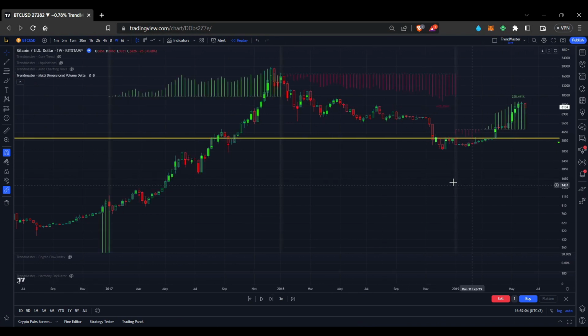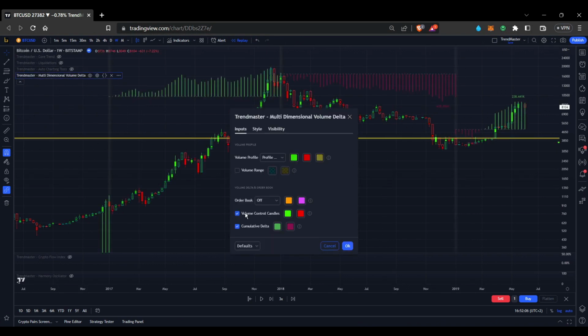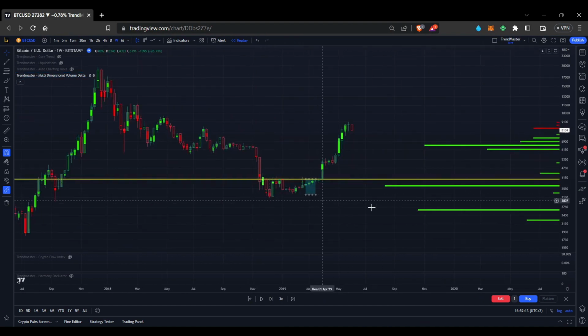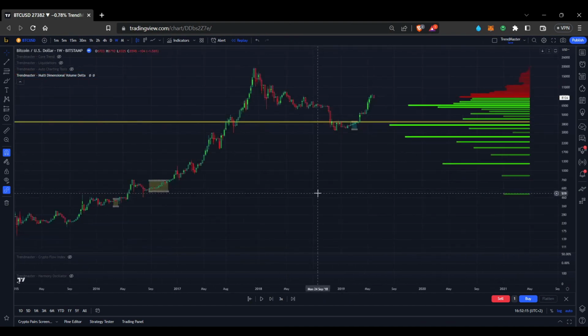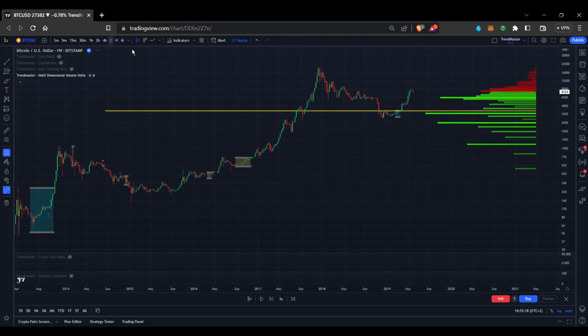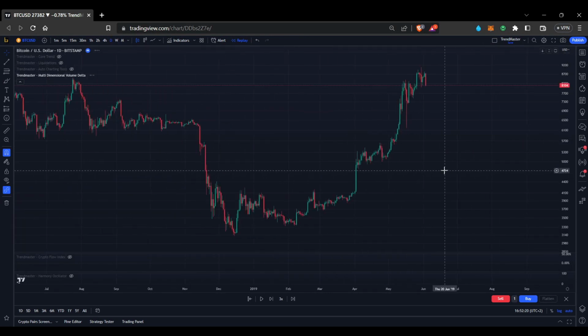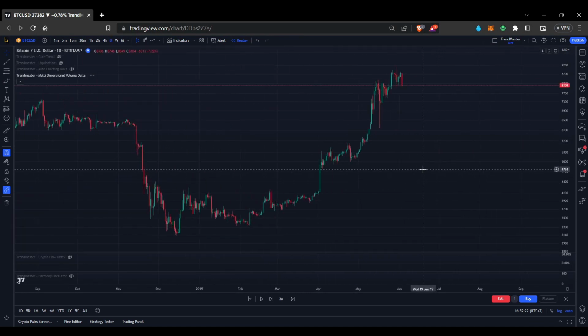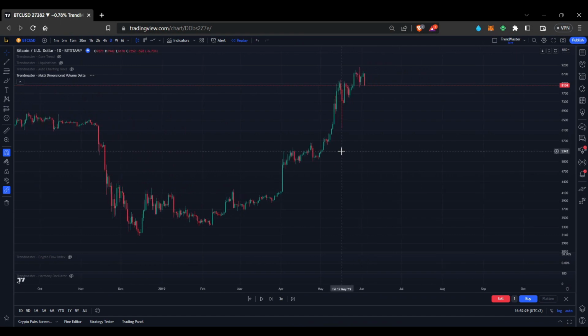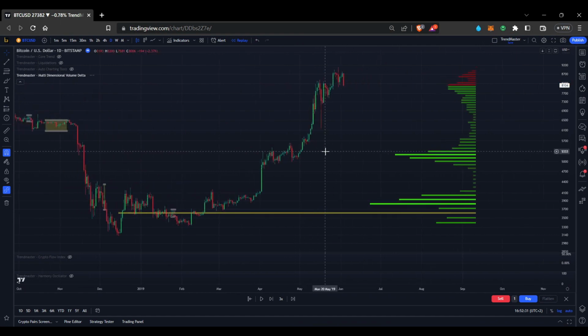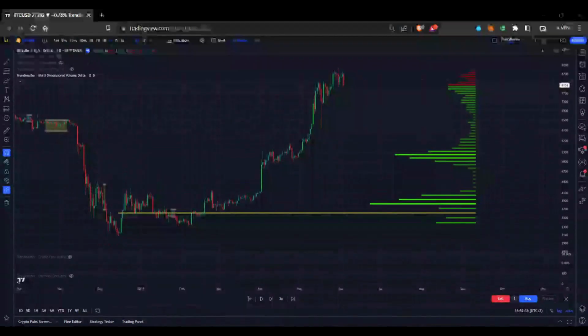Just curious, if we go to here and turn that off, just look at how the volume looked at the time. See if it looked very similar. Oh, on the weekly, that's why it looks weird. Yeah, this looks super similar. Man, even the volume profile. If you just take a screenshot of that, it looks identical.